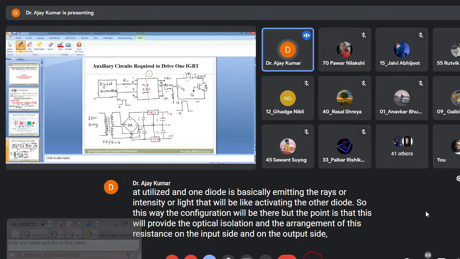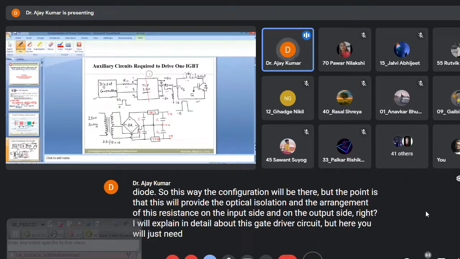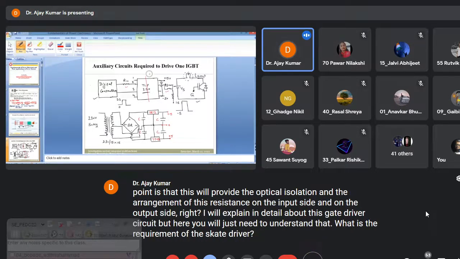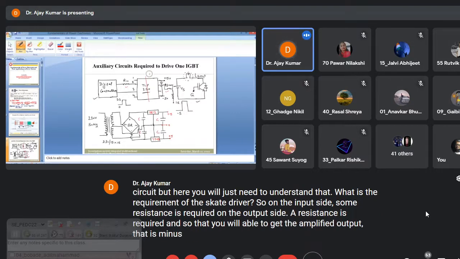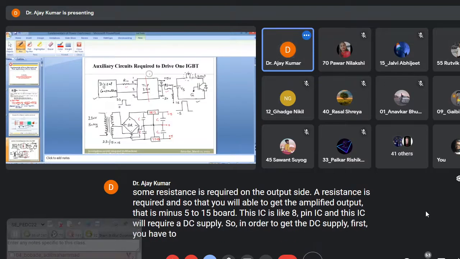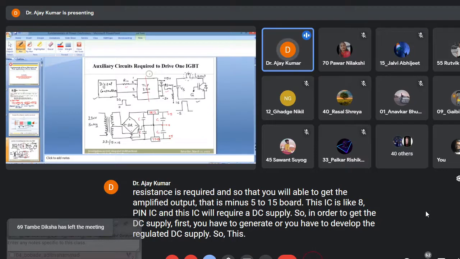I will explain this gate driver circuit in detail, but here you just need to understand the requirement of the gate driver circuit. On the input side some resistance is required, and on the output side a resistance is required, so that you will be able to get the amplified output, that is minus 5 to 15 volt. This IC is an 8-pin IC, and it requires a DC supply. So first you have to develop a regulated DC supply. This TLP250 will require a plus 15 to minus 5 volt regulated DC supply.